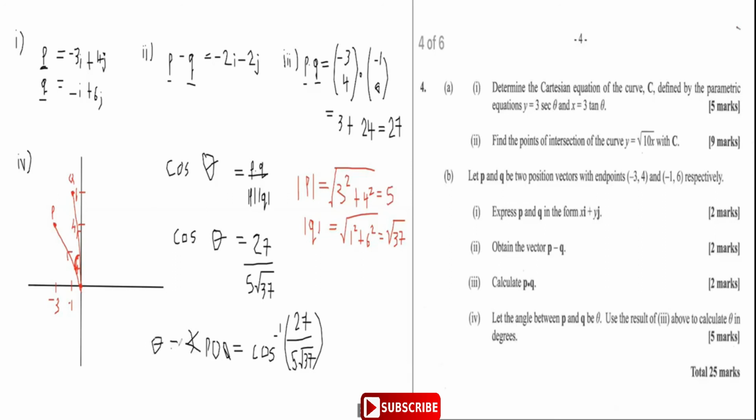So working this out, I'm going to get 27 divided by 5 times the square root of 37, cosine inverse of the answer. I get 27.4 degrees. So theta is equal to 27.4 degrees. Nice and easy.